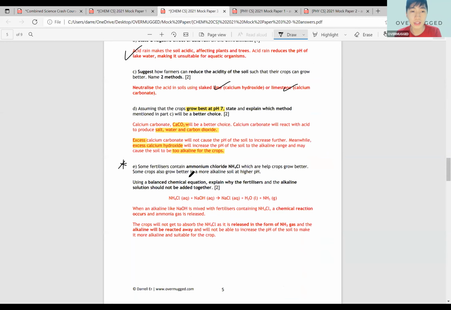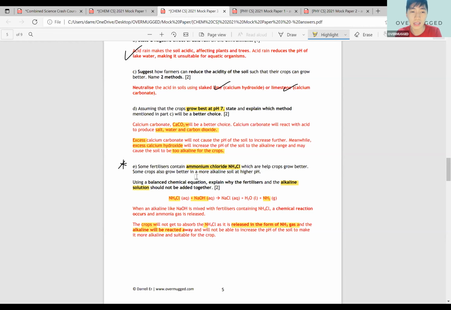So you take a look at this reaction here. What's the issue? Why is it a problem? It's because the fertilizer contains your ammonium chloride. Okay. Then at the same time, you want to add in an alkaline solution. So what happens is that your alkali will react with your ammonium salt to produce ammonia gas. So instead of your crops getting to absorb the nitrogen within your fertilizer, the nitrogen is being released in the form of ammonia.